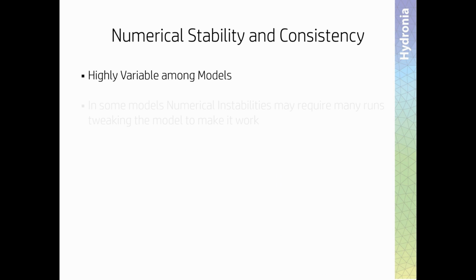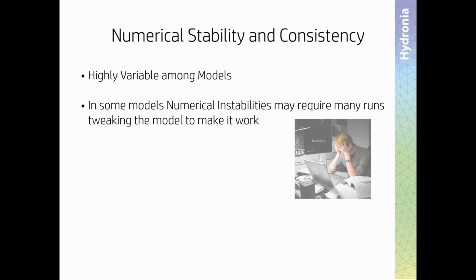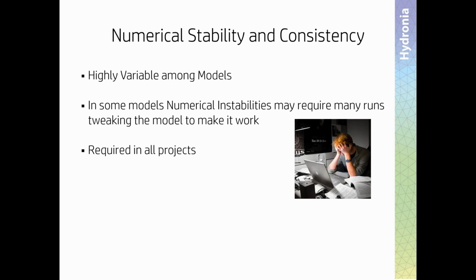In regards to numerical stability and consistency, this is highly variable among models. And surprisingly, when you compare different models, you will find highly variable results between the models in regards to the stability and consistency. In some numerical models, the instabilities may require you to tweak the model to make it work. So you have many parameters there that are normally numerical constants that you need to move up and down, and they normally require a lot of work, and it's not always consistent. And if your model is not robust or is not consistent, it will require the same process for most projects, and is a very time-consuming task.